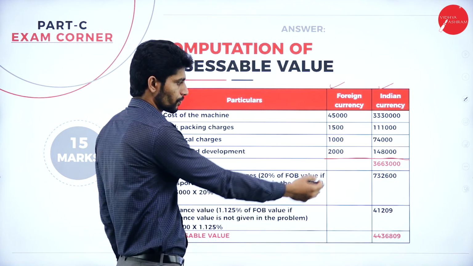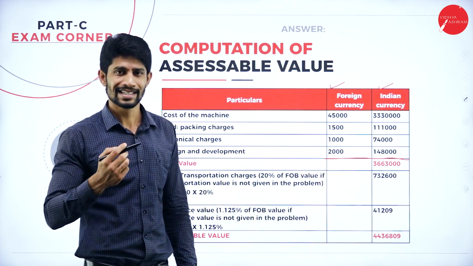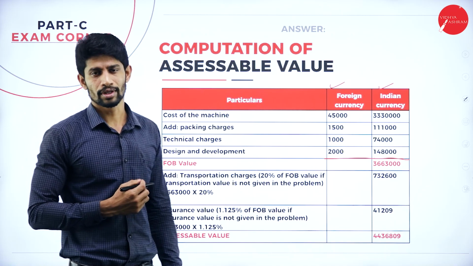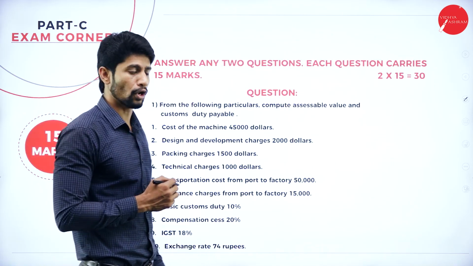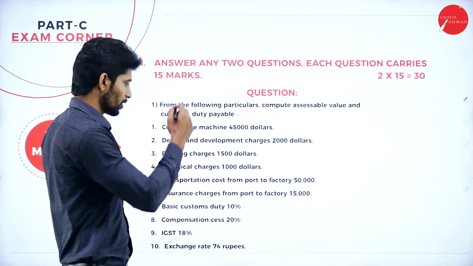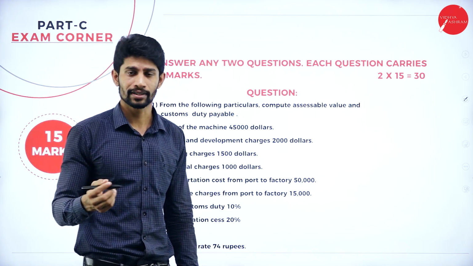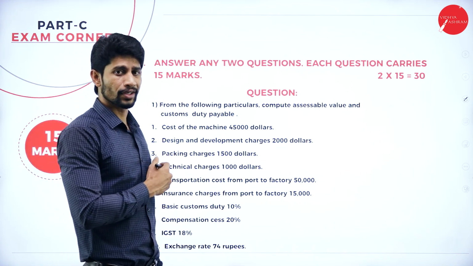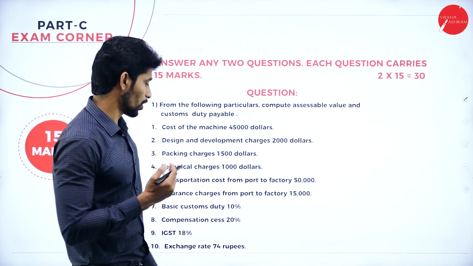If you compute 20%, you will get 7,32,600. And add insurance. Yes, insurance value is given in the problem, but the insurance charges are from port to factory. This value is given, so this also we are not supposed to consider. So now what are we supposed to do?